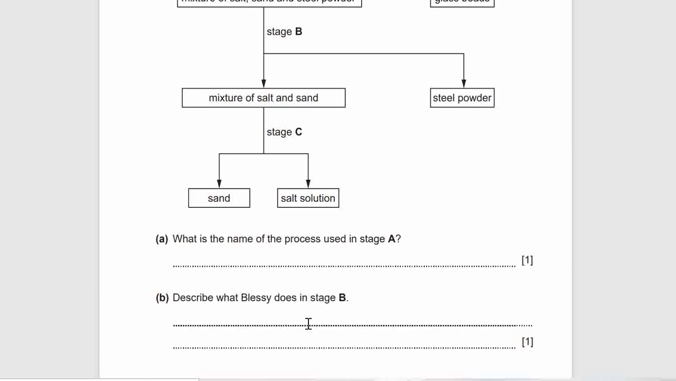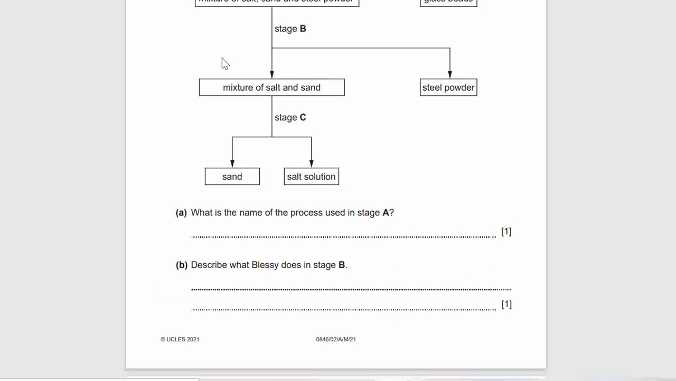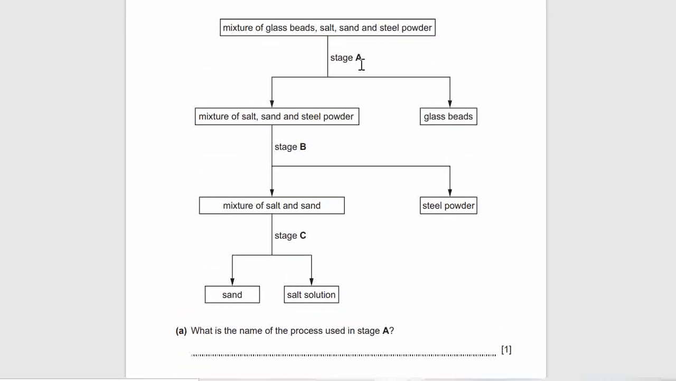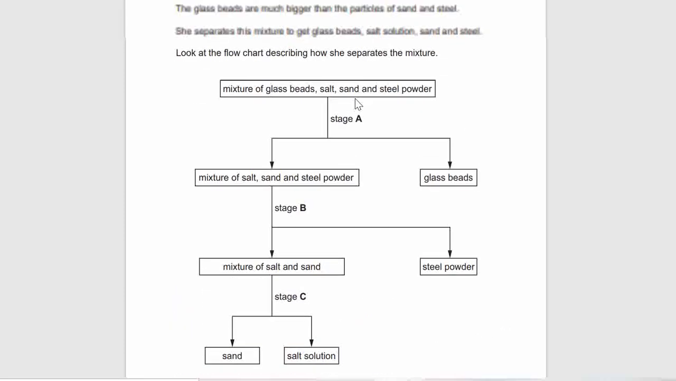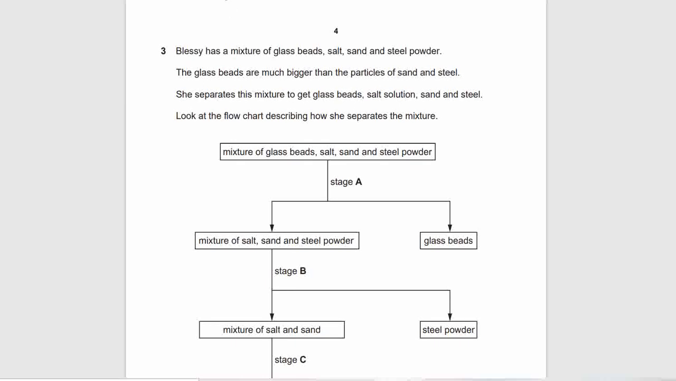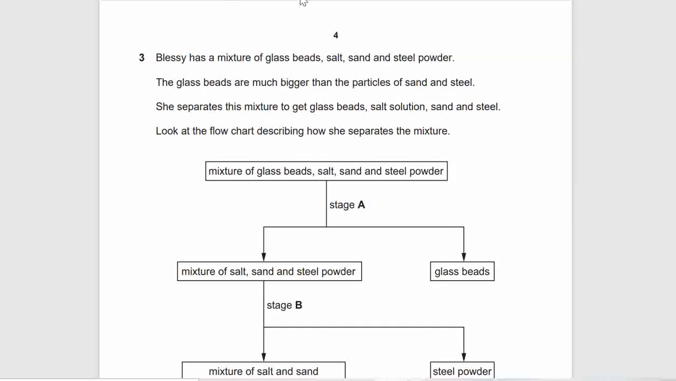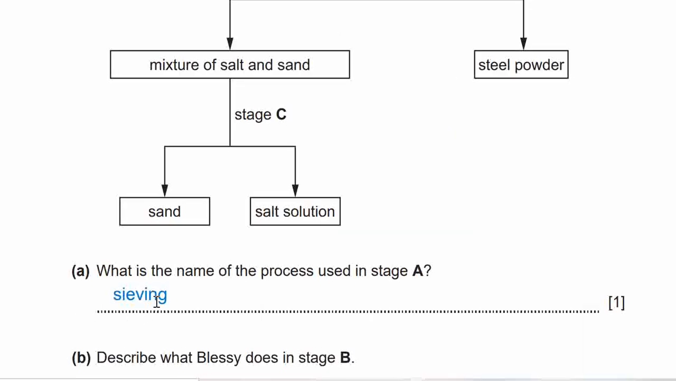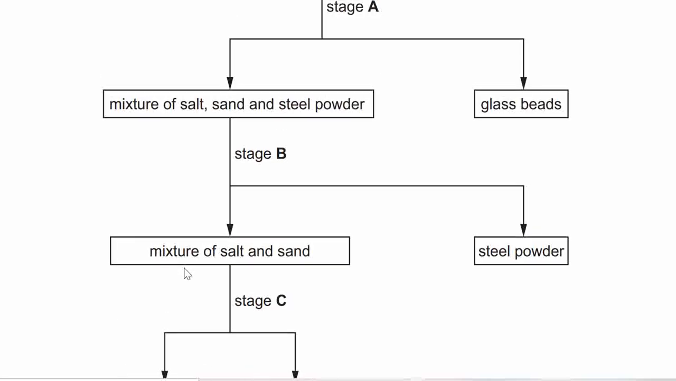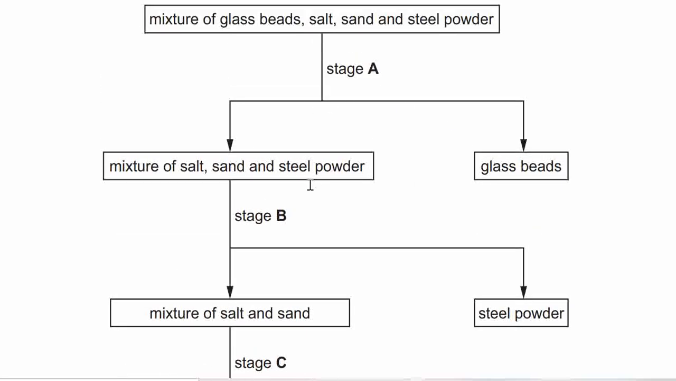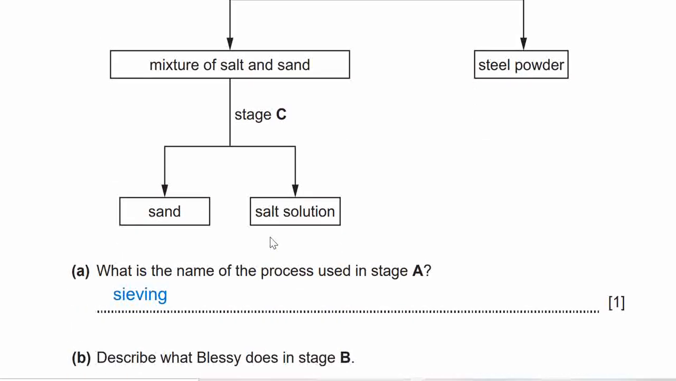Question A. What is the name of the process used in stage A? In stage A, we see that the glass bead is removed. Now the glass bead is a big particle, much bigger than the particles of sand and steel. So this process must be a sieving process, because the glass bead is of greater size. It can be separated by sieving.